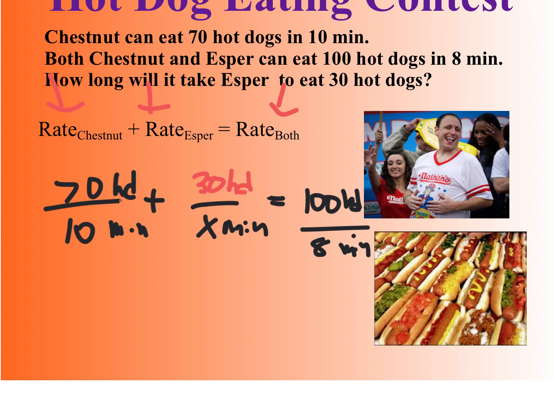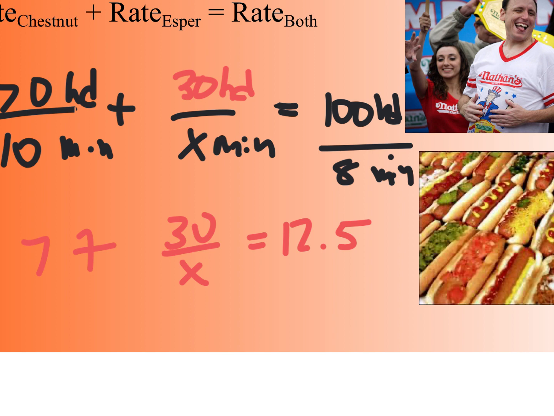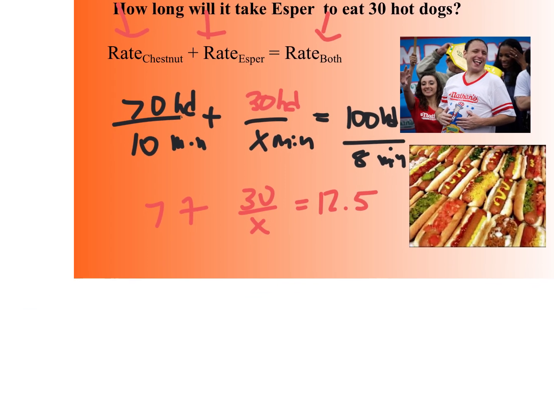And now I can drop my units and simplify things, and 70 over 10 is 7. We're not going to have units anymore, so it's just 7 plus 30 over X equals 100 divided by 8. It's like 12.5. And then from there, it's easy to solve. I love that I can get to this and go, yeah, you know how to do that. Just multiply everything by x, easy. Okay, so it's the setup on these that's hard.